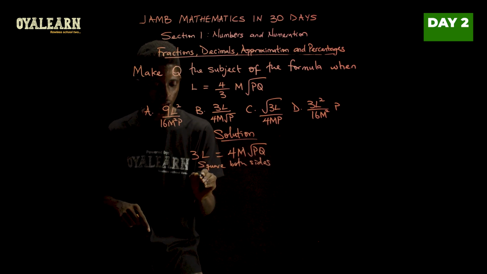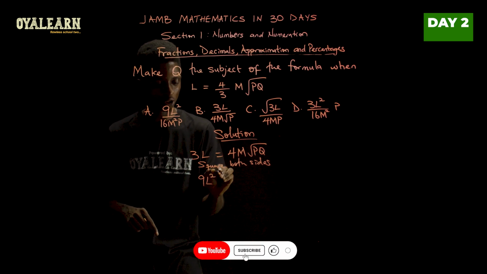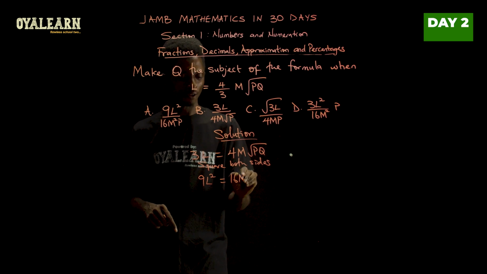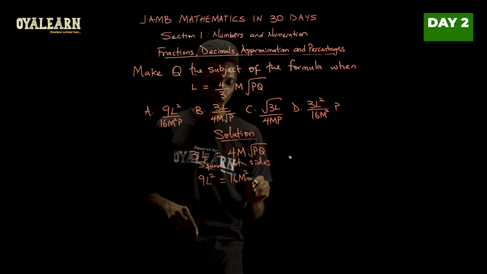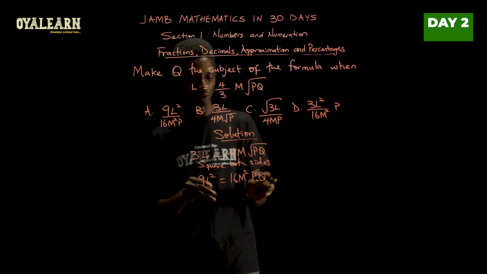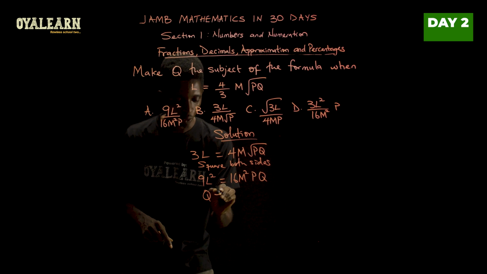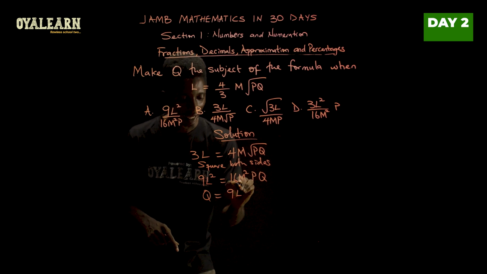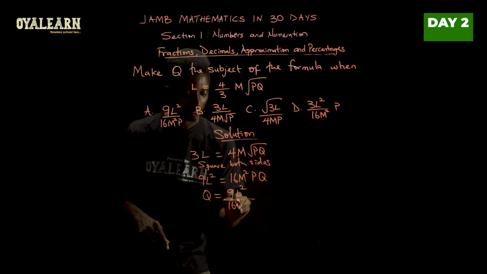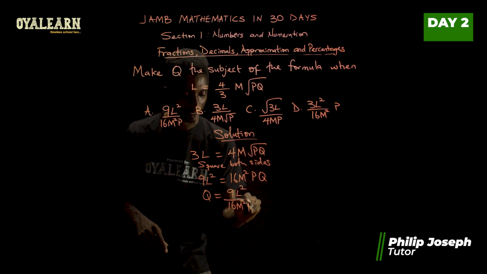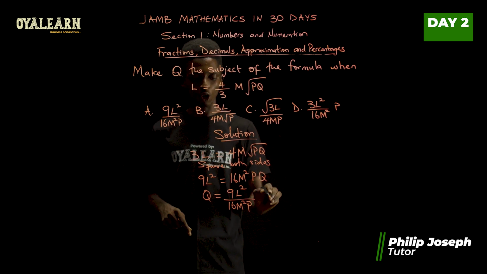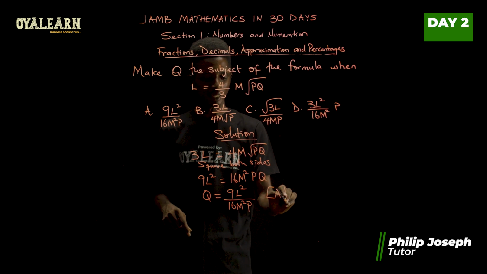So when we square both sides, we'll end up with 3 squared, which is 9. Then L squared equals 4 squared will give us 16. Then we have M squared. Now this square root goes, so we'll be left with P and Q. So now we can make Q the subject. Q would therefore be 9 L squared divided by 16 M squared P. Now when we look through our option, we see that the correct option is A.